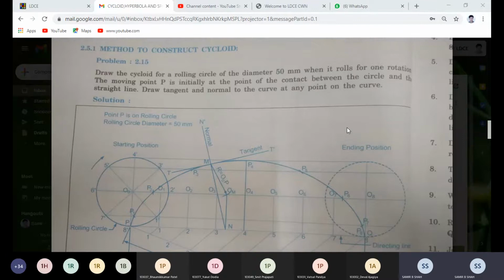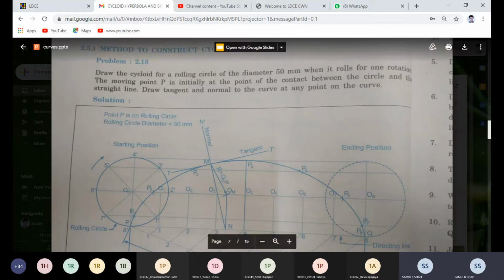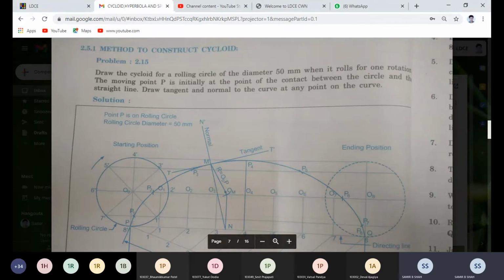When it rolls for one rotation, the moving point P is initially at the point of contact between the circle and the straight line. As I discussed earlier, the moving point P is at the contact of the circle and the straight line. Draw the tangent and normal to the curve at any point on the curve. Now, how to start?